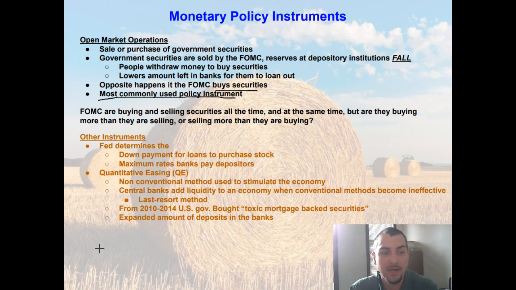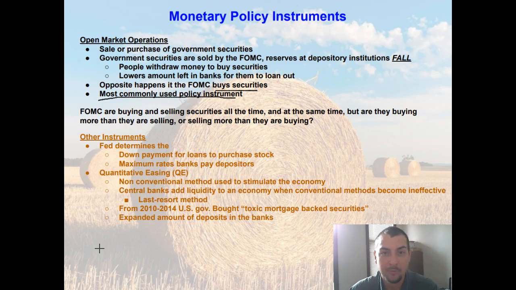Now, something to keep in mind, this Federal Open Markets Committee is constantly buying and selling securities all the time. So whenever I say they are buying securities, the amount of deposits at depository institutions, the amount of deposits at banks, goes up because the people are receiving money and putting that money in the bank. Or I say that the deposits at these institutions are falling whenever the Fed is selling these government securities.